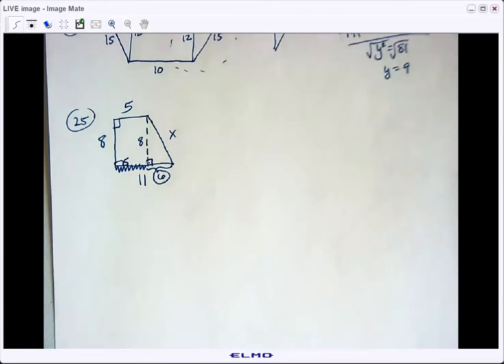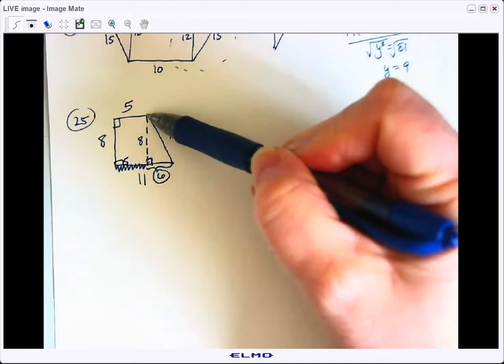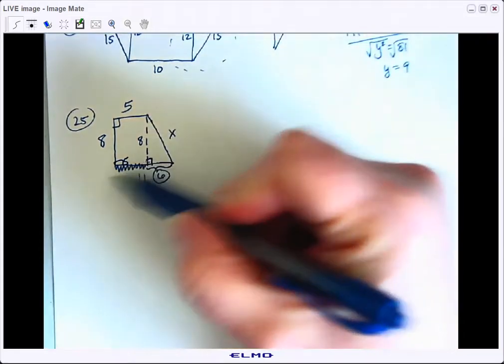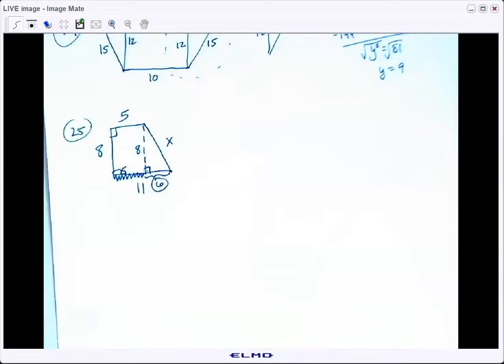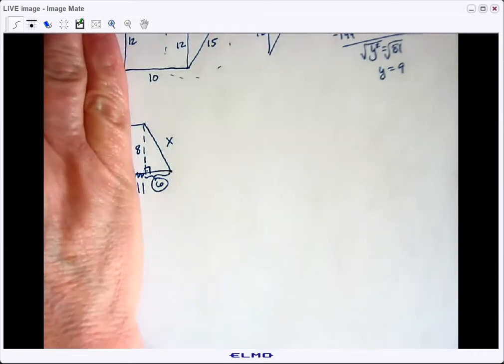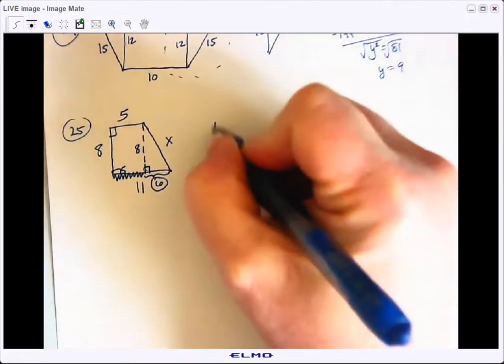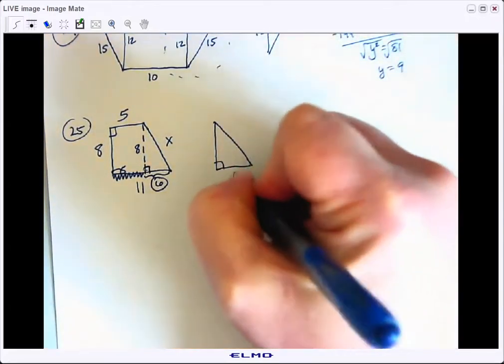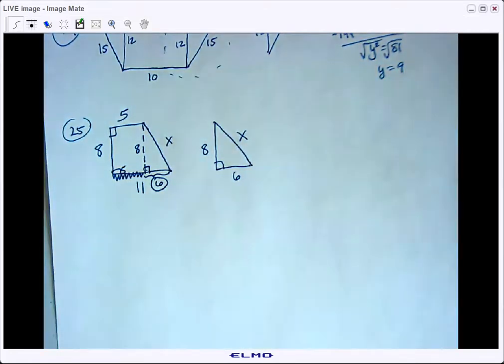How did you get 6? Because I knew that this top part was 5. So if this is 5 and the whole thing is 11, I'm going to subtract the 5 and get 6. Good. So there's the triangle that I've been able to isolate in order to find x. So I've got 6, 8, and x. Go ahead and solve for x. Put it in the chat box.